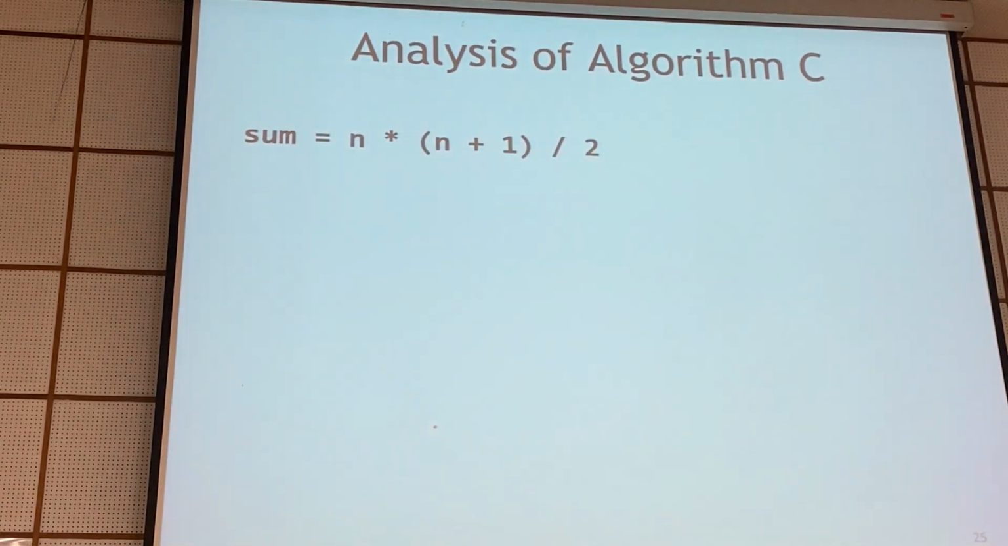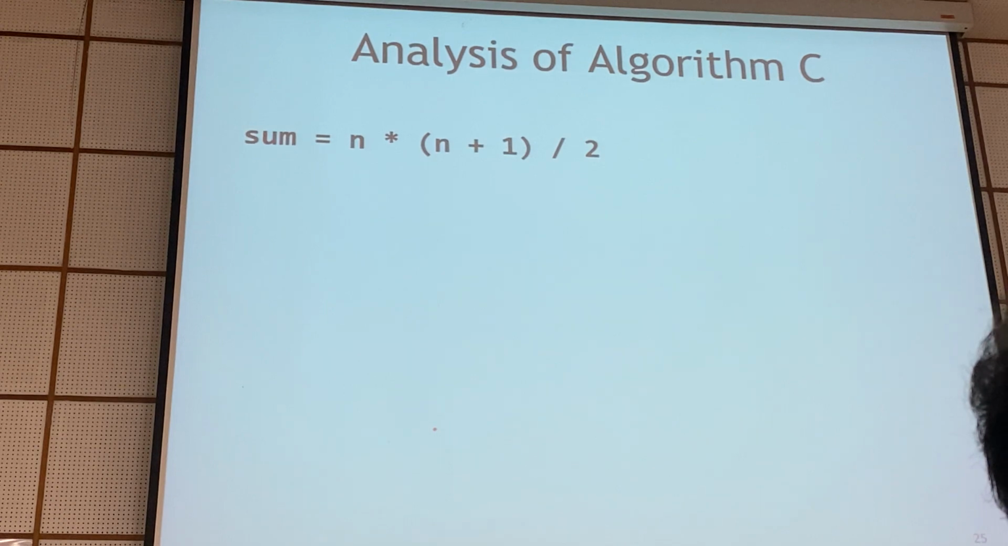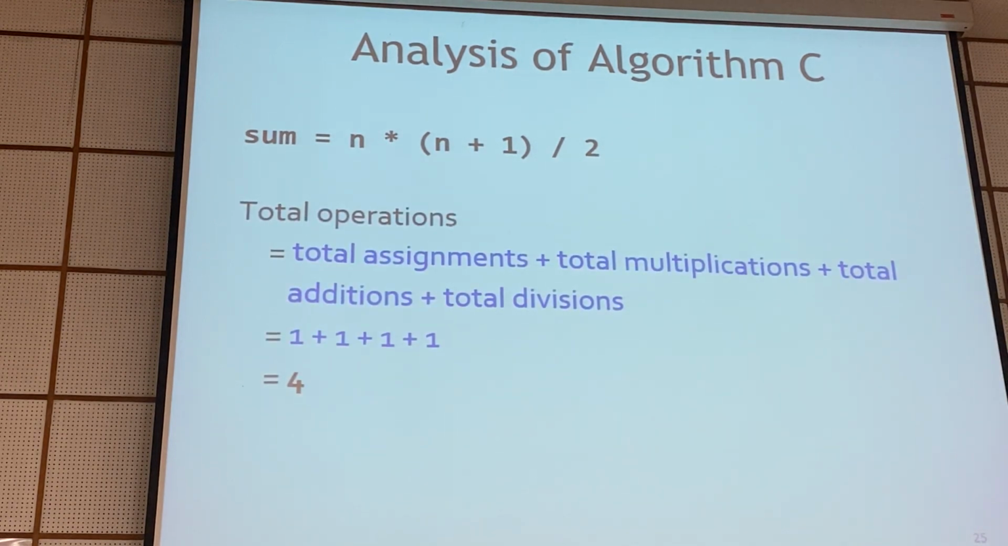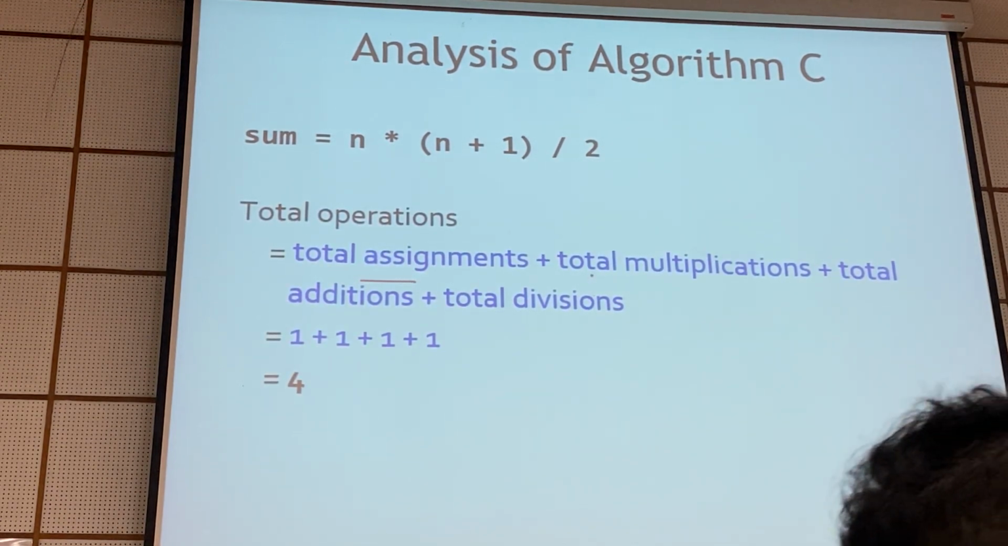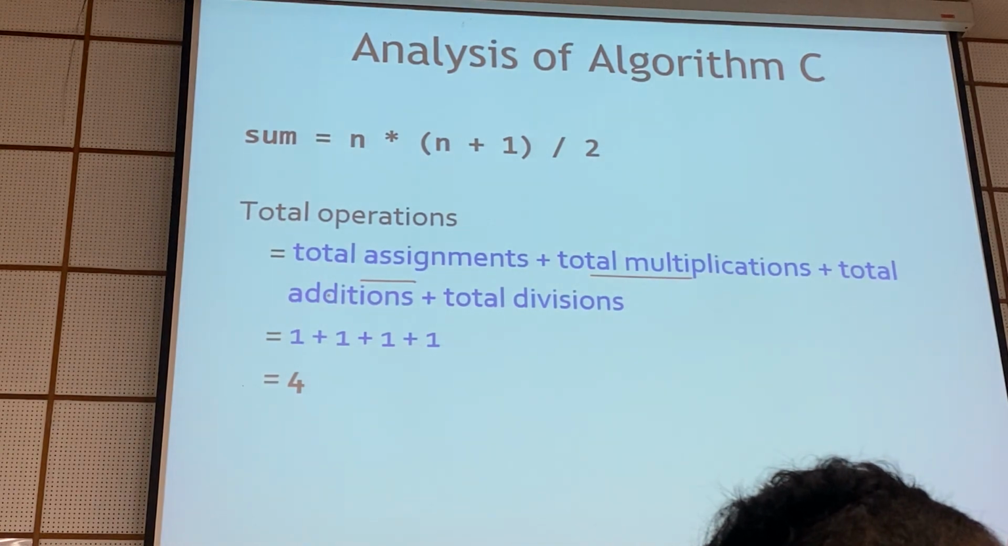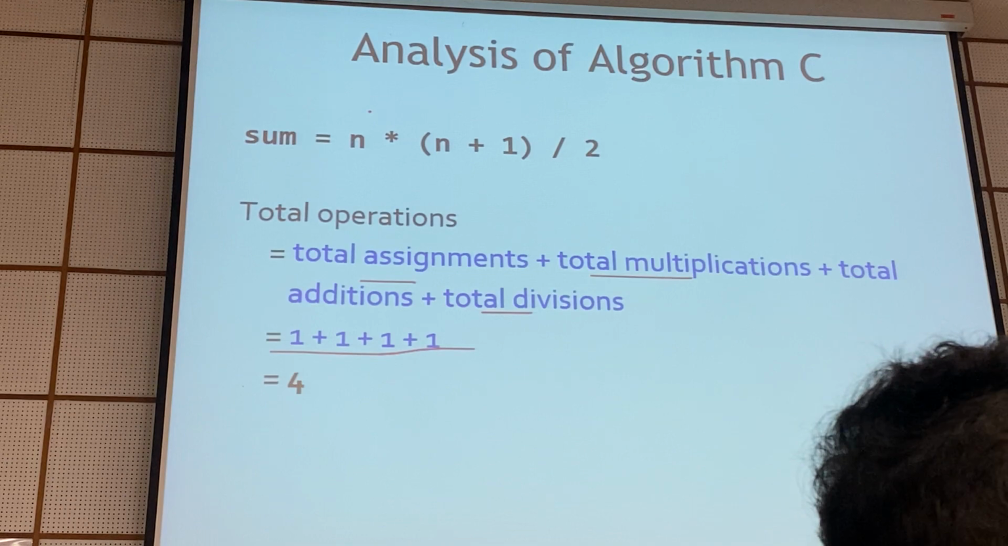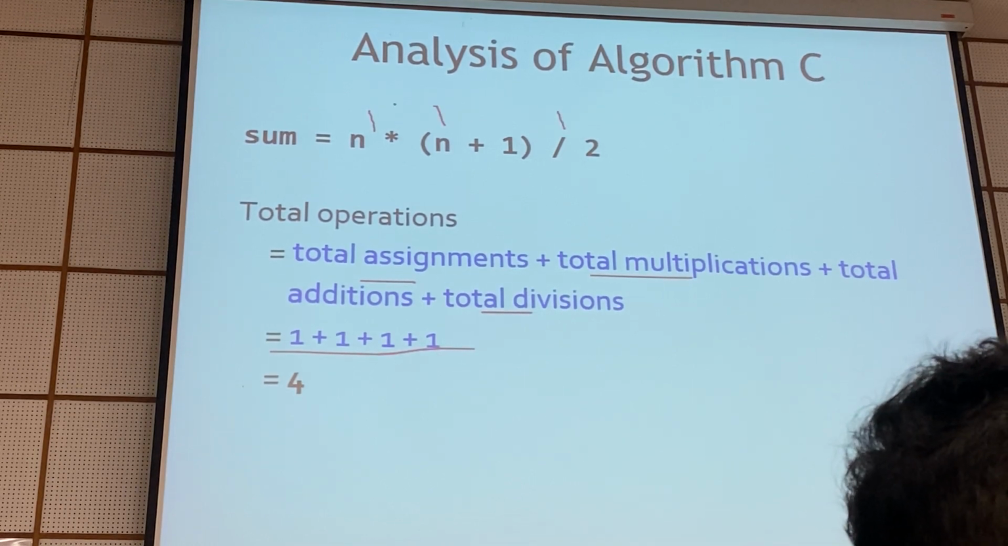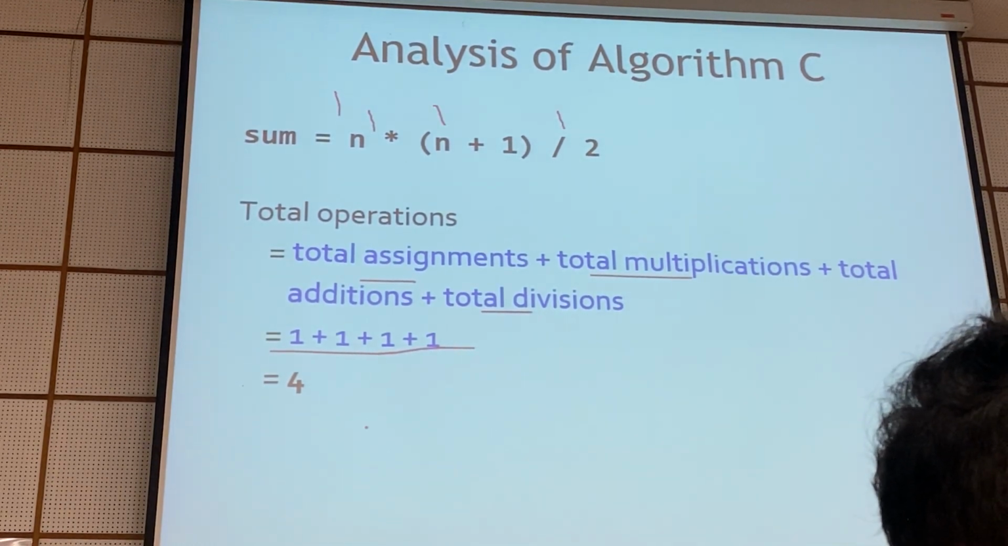Next one. The operations we have are assignment, multiplication, division, addition and division. All of them are 1 here. Remember I told you 1, 1 and here 1. So all these total 4.